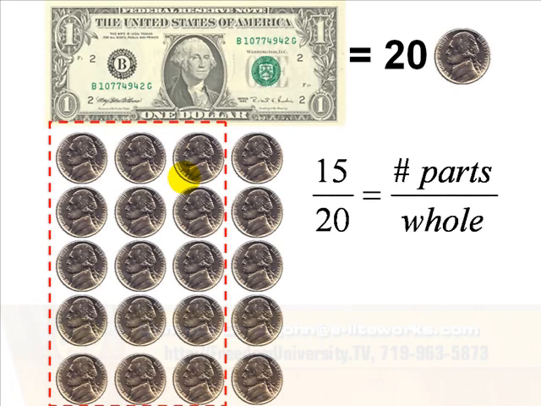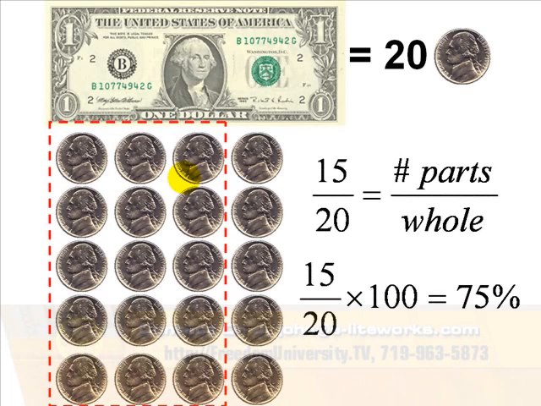So here the solution is 15 divided by 20 is the fraction. 15 divided by 20 times 100 is the percentage rate. In this case, it's 75%.